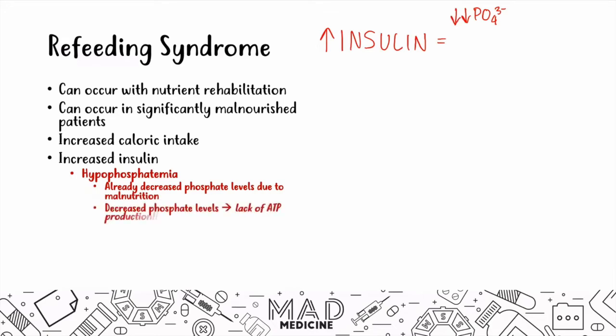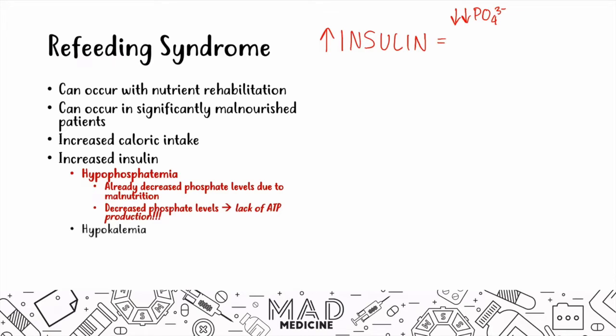This is going to decrease their production of ATP. Why are they going to decrease the production of ATP? Because ATP stands for adenosine triphosphate. Three phosphates are on the adenosine molecule. If you don't have phosphate to begin with, you can't make ATP. So even though they're having a normal caloric intake, they're not going to be able to convert those calories into ATP. That's very, very important. And that's all because of hypophosphatemia.